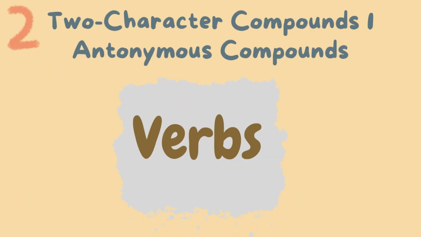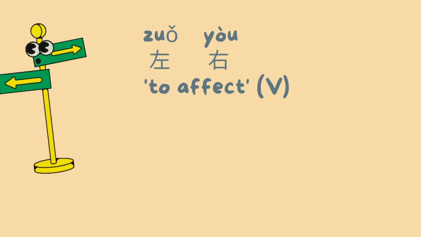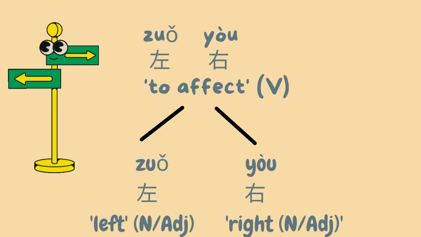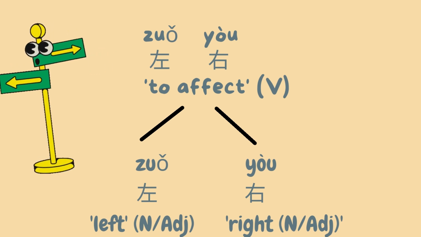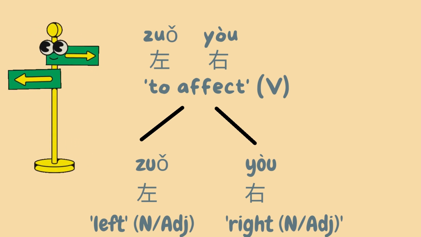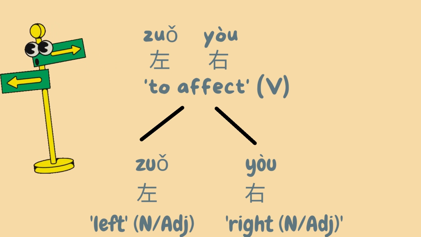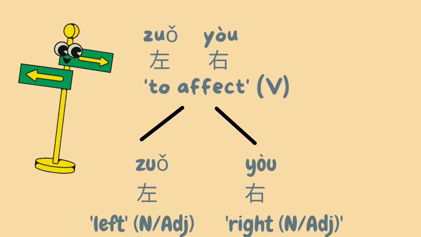Speed, a noun. In the next section, we're going to talk about verbs. There are far fewer examples of verbs than nouns. The first one is 左右, to affect, a verb. The constituent characters 左, left, which can be a noun or an adjective, and 右, right, which can be a noun or an adjective, are antonymous. The meaning of the word they form is the combination of the two characters that make it up: to affect, a verb.